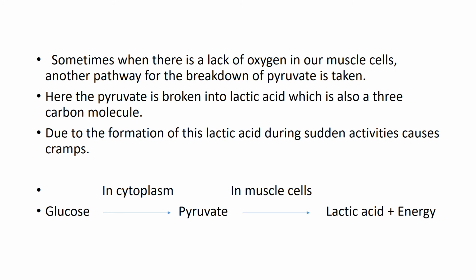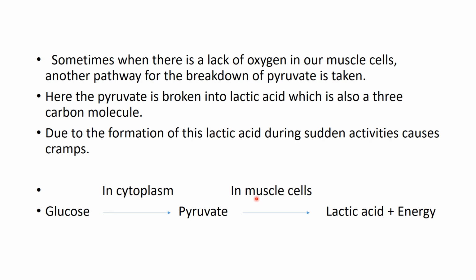Now students, sometimes what happens, if you are playing or doing exercises without doing warming up, you get cramps in your legs, you feel some pain. This is what we call cramps. So why does it happen? Because of the formation of lactic acid. And how does this lactic acid produce in our muscle cells? Due to the anaerobic respiration which takes place in our muscle cells.